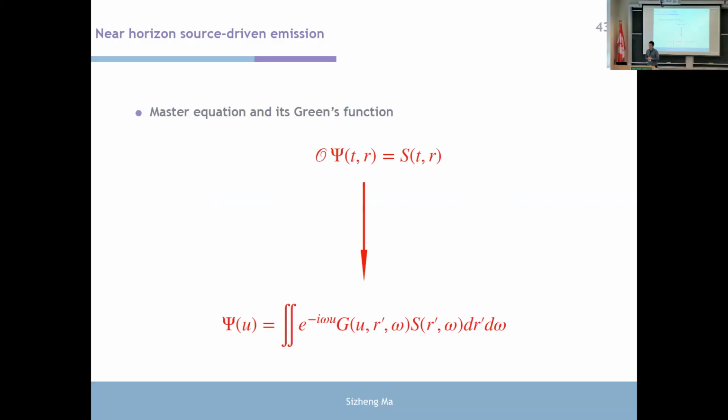Here, as a result, as you can see, the total waveform is contributed not only by the Green function, including quasi-normal modes and the tail. There is also a piece contributed by the source term. And I believe Laura will also talk about this in her talk. Especially when this source moves very close to the horizon, there will be some interesting imprints on the gravitational waves.